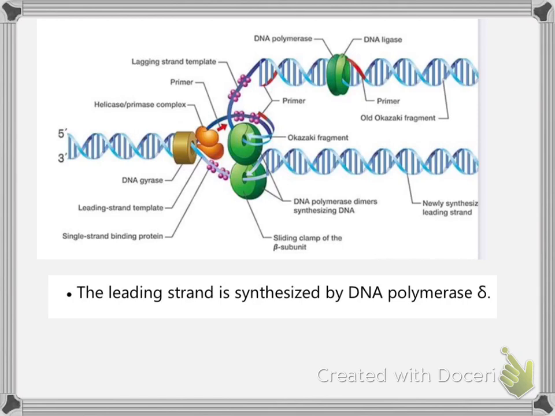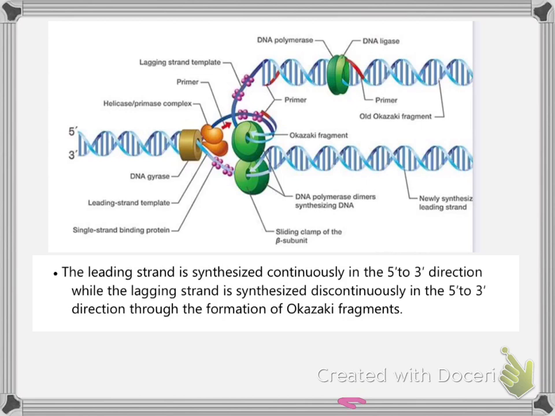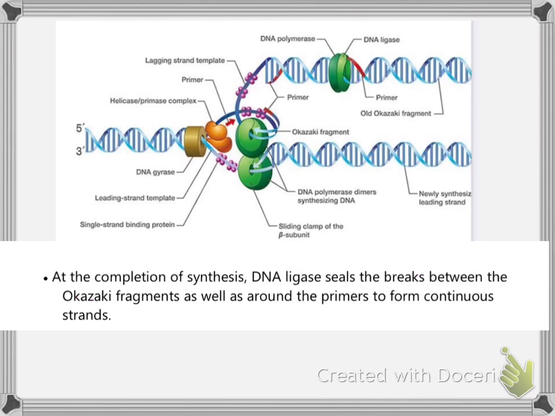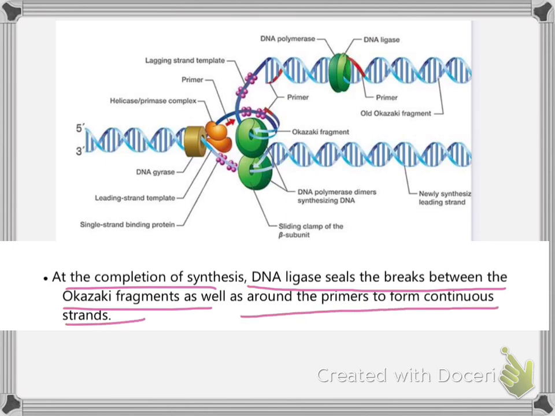Now let us check the points. The leading strand is synthesized by the DNA polymerase delta continuously in the 5' to 3' direction, while the lagging strand is synthesized discontinuously in the 5' to 3' direction through the formation of Okazaki fragments that we all discussed. At the completion of the synthesis, DNA ligase seals the breaks between the Okazaki fragments as well as around the primers to form continuous strands.